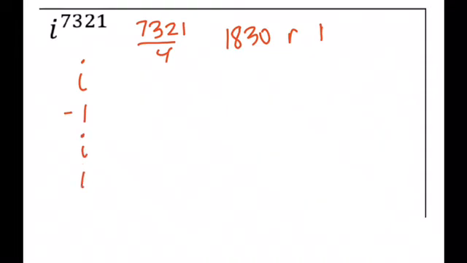Okay, the next one, i to the 7,321st. So I'm going to say 7321 divided by 4, and that comes out to 1830.25, so remainder 1 out of 4. So in my cycle of i and then negative 1 and then negative i and 1, I'm going to go through 1,830 times and then remainder 1, so I'm going to end up at that one. So my answer to that one is i.